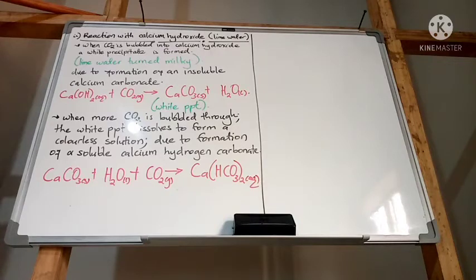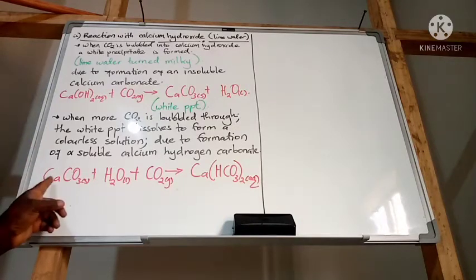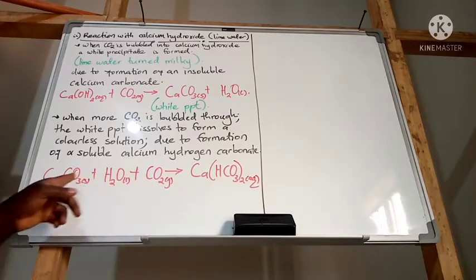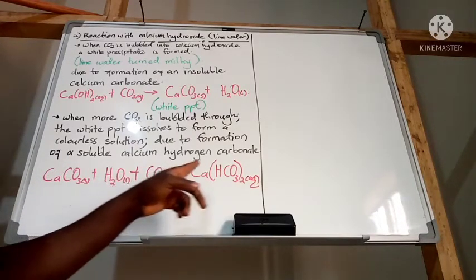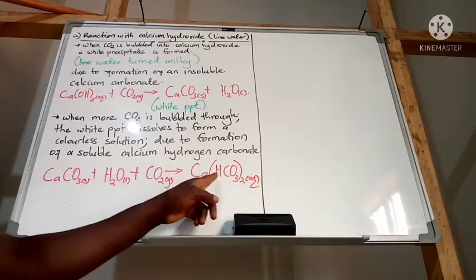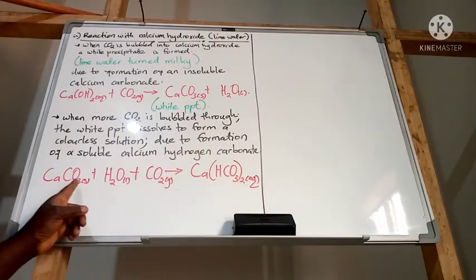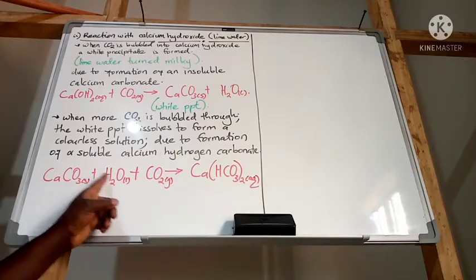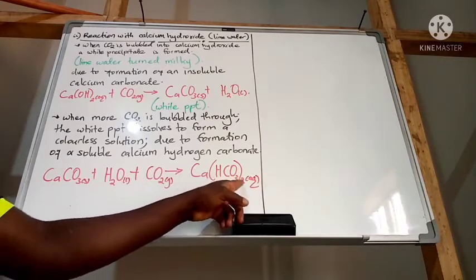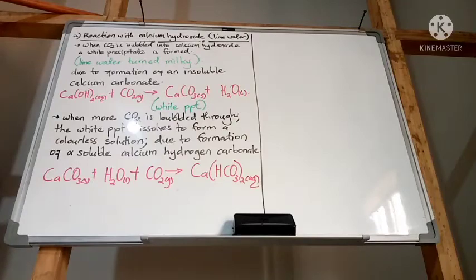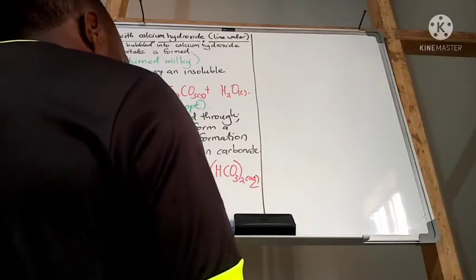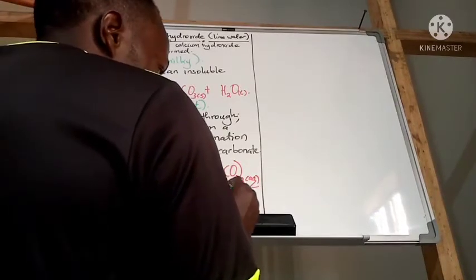Make sure your equation is balancing. Calcium is 1, calcium is 1. Carbon, we have 2 carbons, this and this. Likewise, carbon here has been multiplied by 2. Hydrogen is 2, hydrogen has been multiplied by 2. Oxygen, I'm having 3 plus 1, those are 4, plus 2, those are 6. The 3 have been multiplied by 2. So we are going to be observing calcium hydrogen carbonate as a colorless solution.